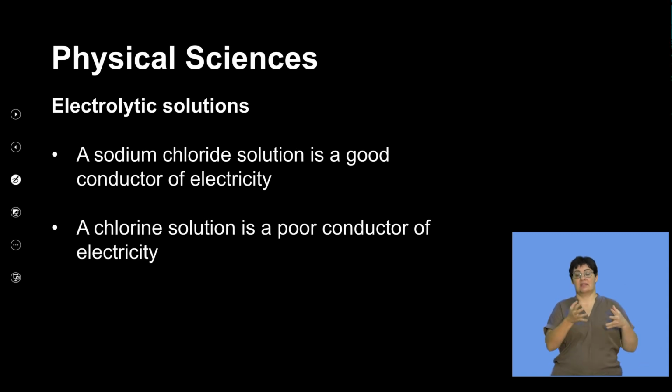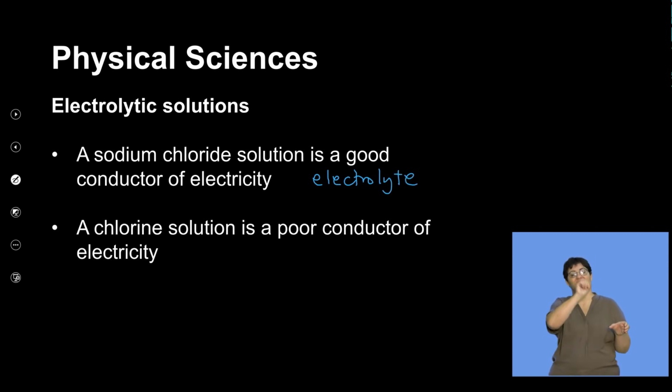So it is an electrolyte. So we'll describe it as an electrolyte because when dissolved completely in water, it allows electricity to pass through and then it becomes a conductor, right? Then a chlorine solution is a poor conductor, meaning that it is an insulator, right?